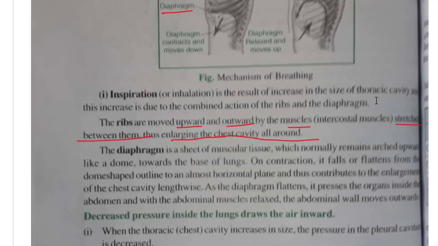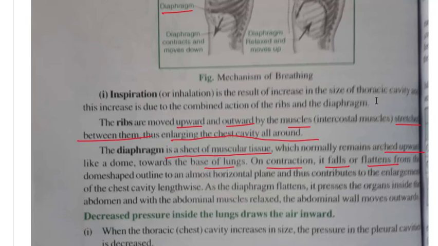Okay, the diaphragm is a sheet of muscular tissues. So it is made up of muscular tissues which normally remain arched upward. So their normal position is in the shape of an arch, upward like a dome. Now towards the base of the lung, on contraction, it falls or flattens.